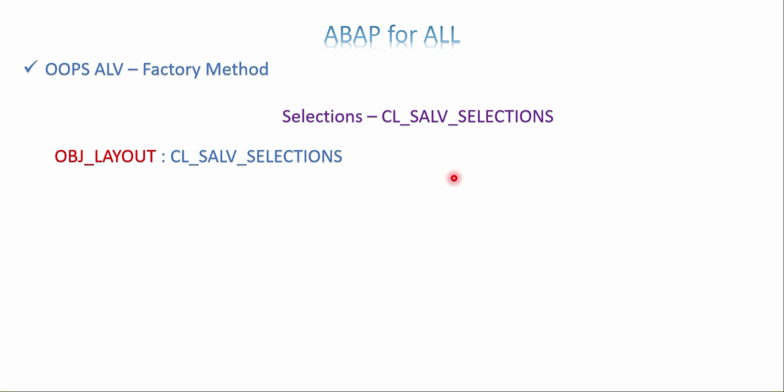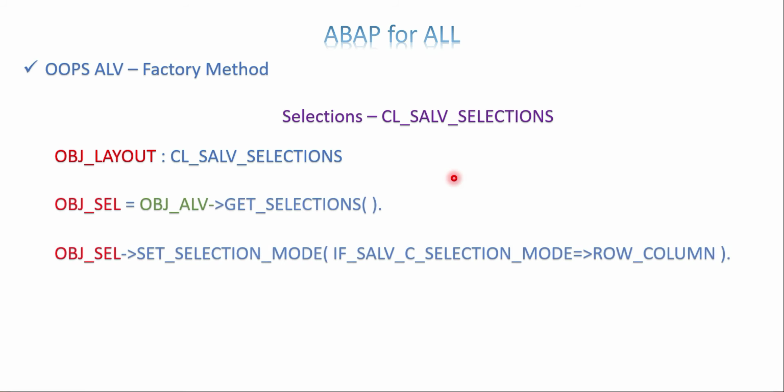Then what is the next? Selections. This is pretty simple. Suppose I want to enable multiple selections of my ALV data, so I want to select all three records. By default, it selects only one row at a time. If you want to select more than one, then you have to use this class. This is the class and this is the method to get the reference. And you have to say what selection mode you want: row level or cell level.